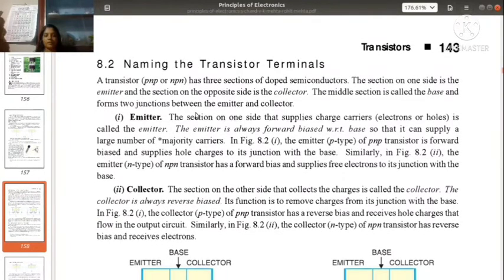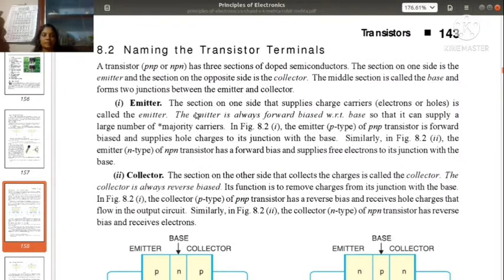Now naming the transistor terminals. A transistor, whether NPN or PNP, has three sections of doped semiconductors. If NPN, there are N type, P type and N type regions. Similarly, for PNP, P, N and P regions. The section on one side is the emitter and the section on the opposite side is the collector. The middle section is called the base and forms two junctions between the emitter and collector.